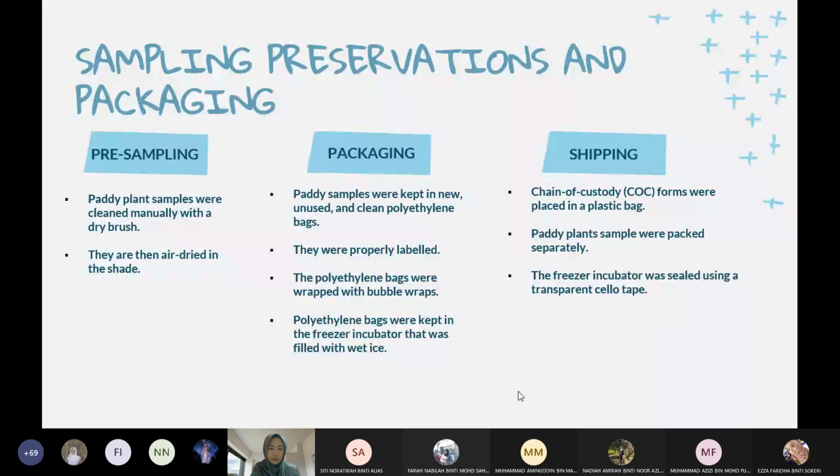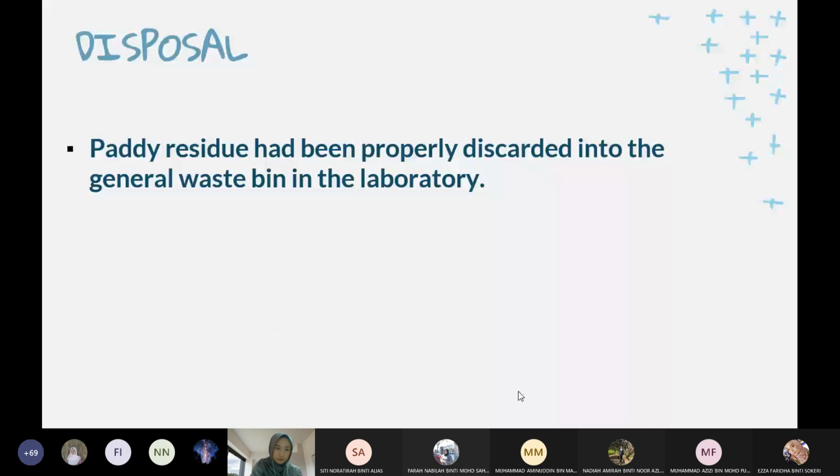The polyethylene bags were also kept in the freezer incubator that was filled with wet ice to preserve them for a longer time. As for the shipping, chain of custody COC forms were placed in a plastic bag. The paddy plant samples were also packed separately. And then the freezer incubator was sealed using transparent sellotape. In the next slide, for the disposal of flora sampling, any residue of the paddy is properly discarded into the general waste bin in the laboratory since they do not contain any toxic chemicals.